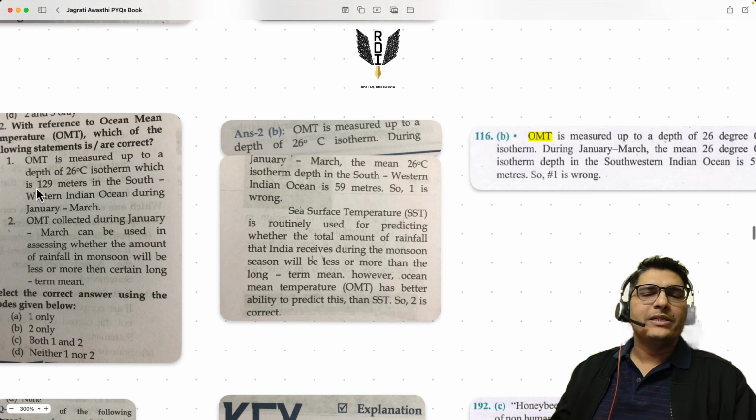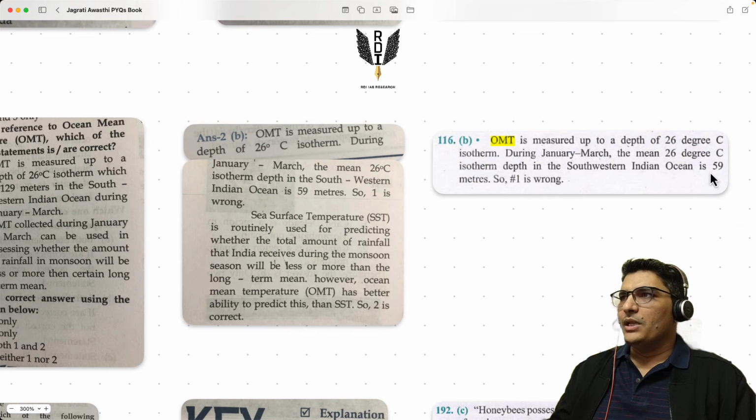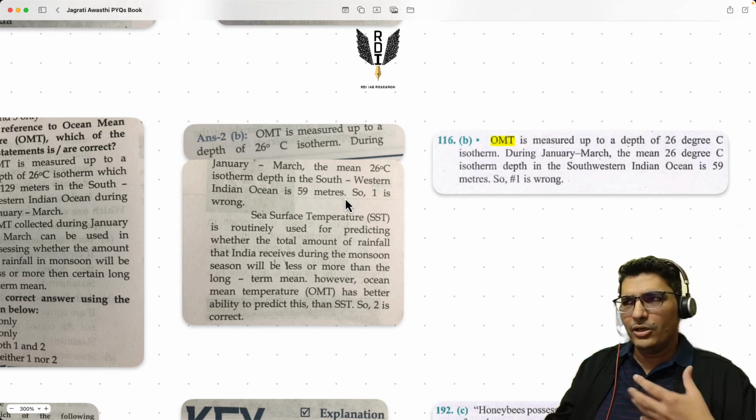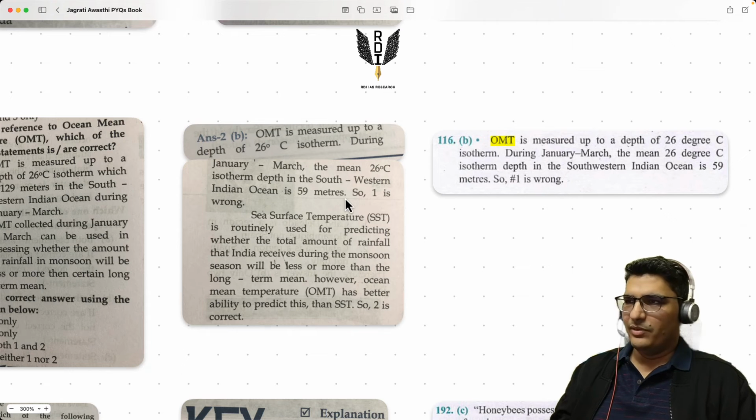So the OMT question we did, 129 meters in the southwestern Indian Ocean during January to March, right? OMT is measured like this. Jagrati Awasthi's book focused on 59 meters. It is 59 meters and not 129 meters. Same is the problem with Mrunal Patel's book, 59 meters and not 129 meters, right? So this is not something to be studied, man. These are deep facts. This statement is wrong because only an oceanographer probably is going to know. Only some specialist is going to know about this 59, 69, 129, right? Not us generalist civil service aspirants.